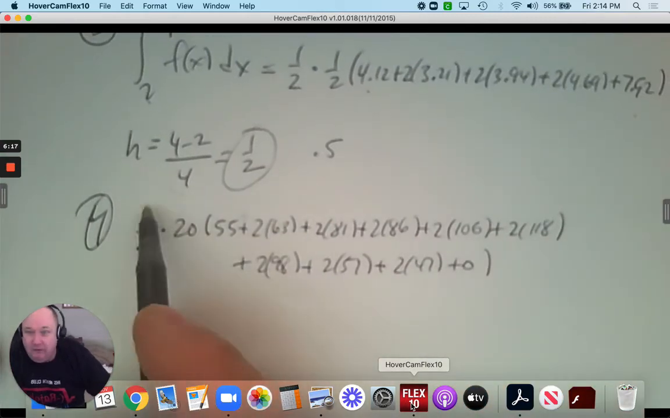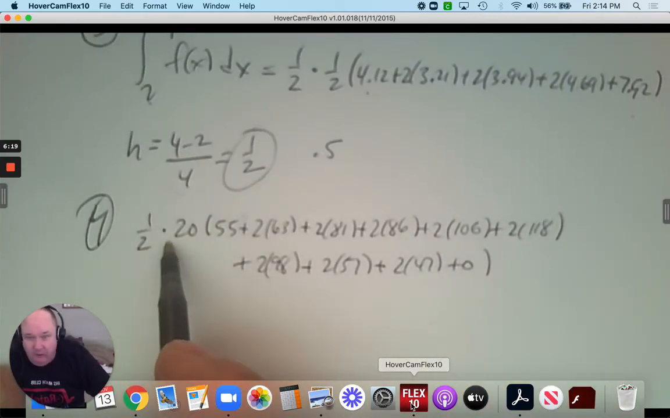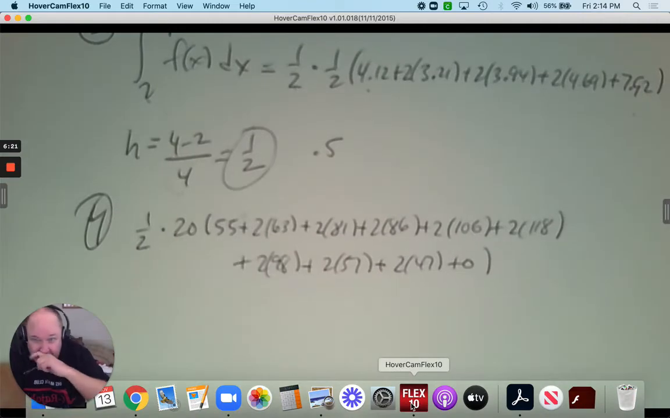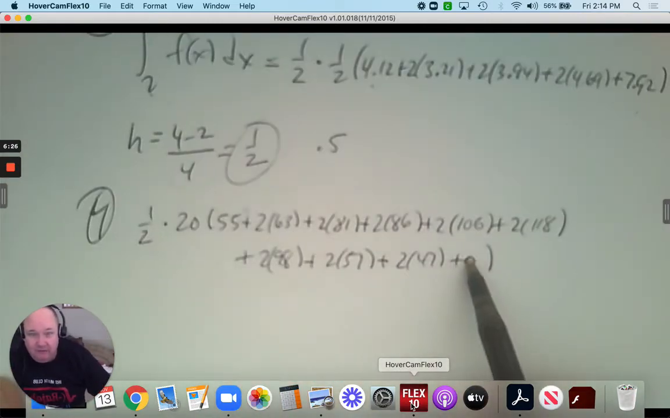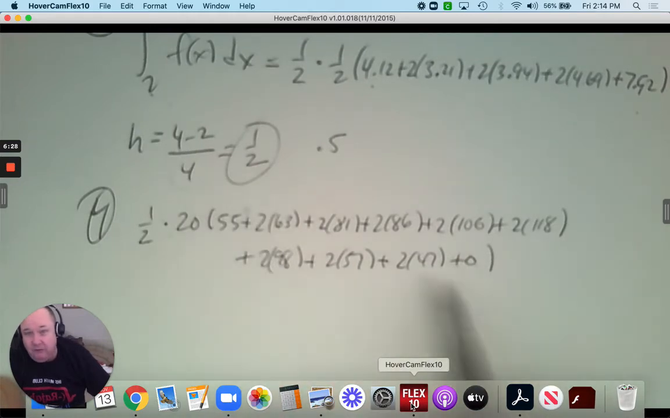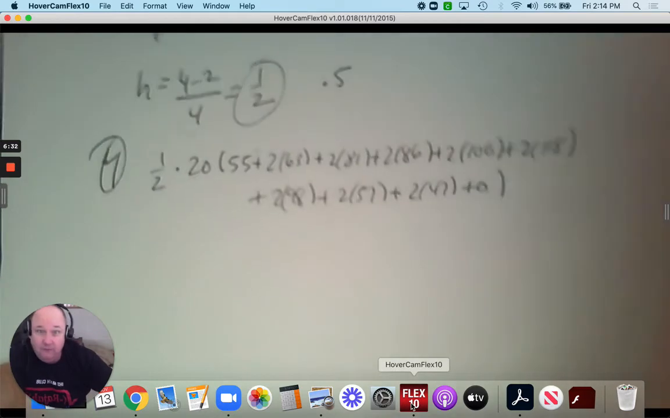So the formula starts with 1/2, the equal width of each trapezoid, and then the pattern: the first height and the last base are singles. Everything else is doubled because they are shared by 2 trapezoids. Number 5.